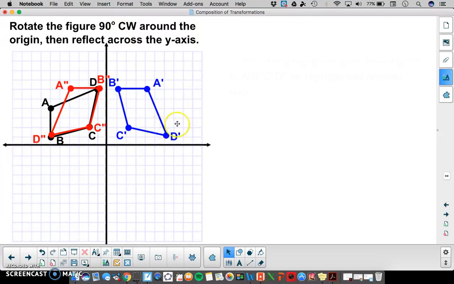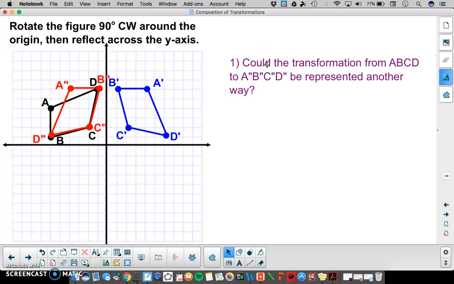Now what I want you to consider here is, could the transformation from our original pre-image to our final image be represented another way? Could we get from this black quadrilateral to this red quadrilateral by doing a single transformation?